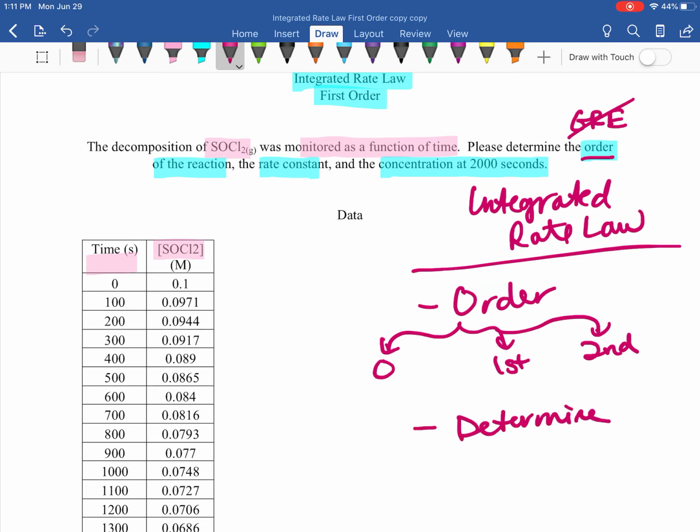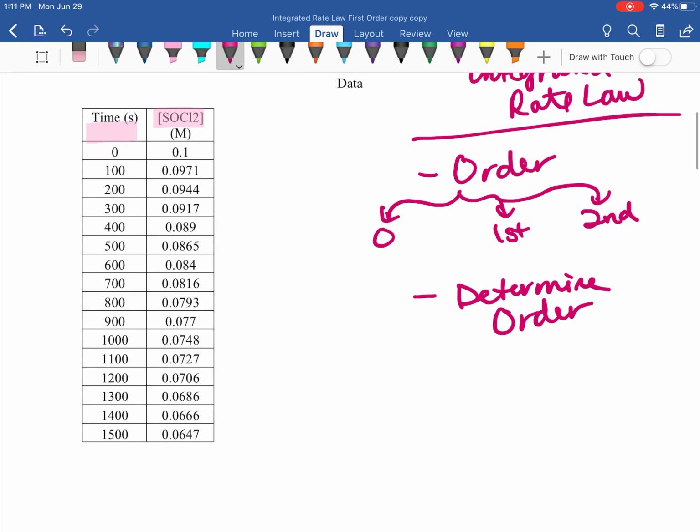And how do we determine the order of a reaction? Well, there's really three general ways. The first one is with the rate law. We saw that in the beginning of kinetics when we compared two experiments. The only way to use that rate law is if you have data for concentration and rate. And in this case, we don't. We have concentration and time. We do not have rate data.